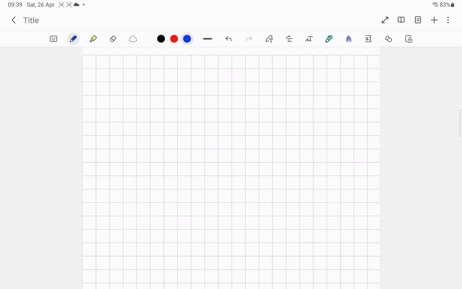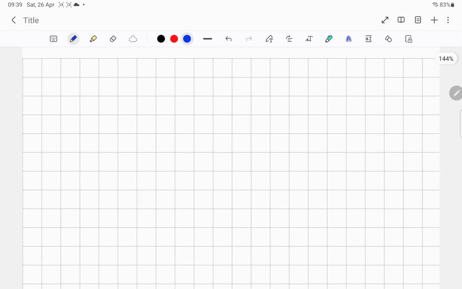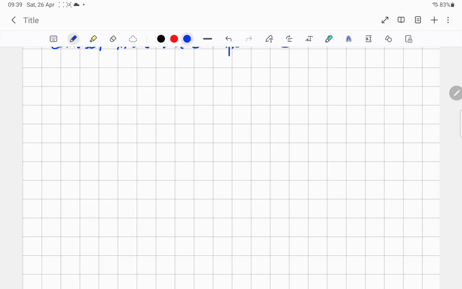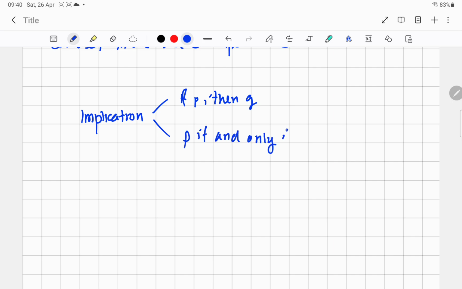Okay, so as promised, in the previous video we will see how to make the converse, inverse, and contrapositive. Before we go into this subtopic, we would like to recap implication. We recall what we have learned in the last video. Implication, we have two types. One is if P then Q. The other one is P if and only if Q. So these are the two types of implication that we have.